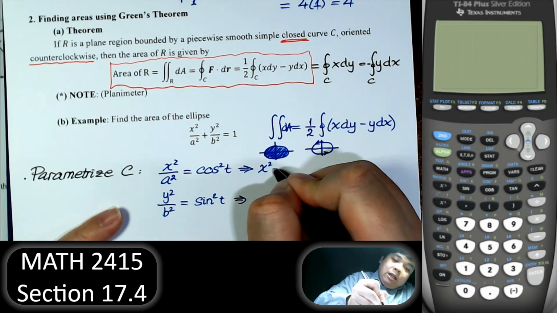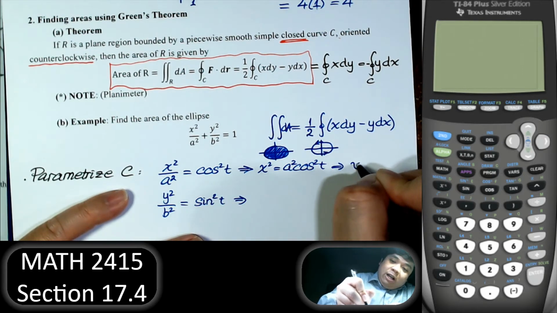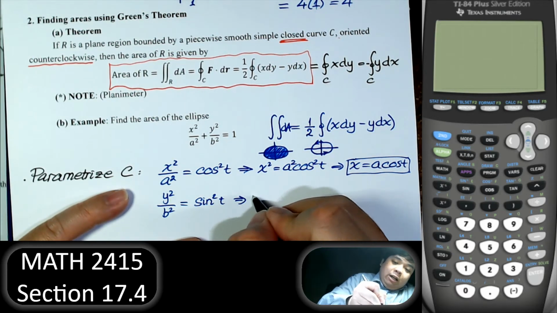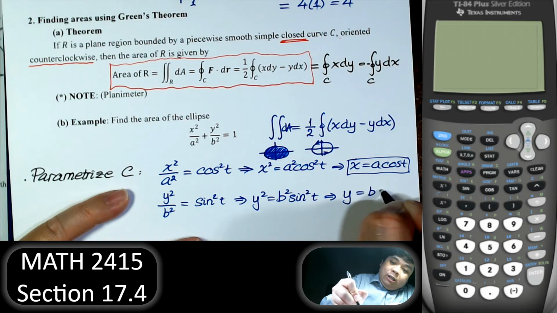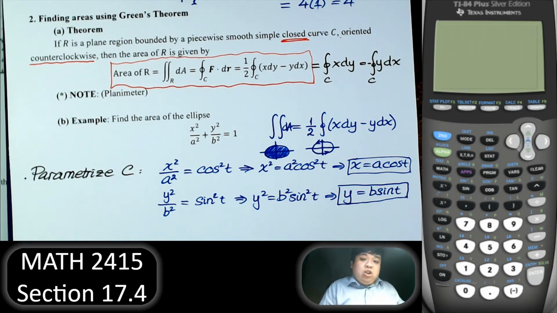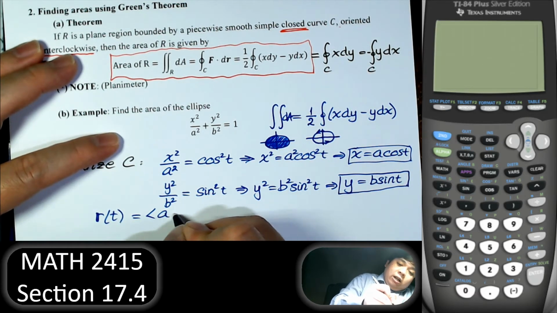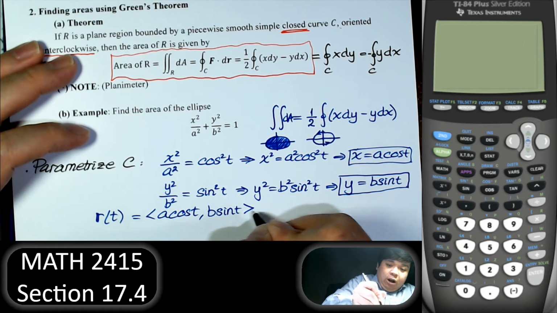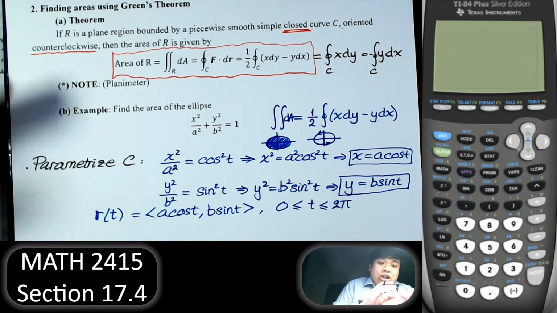Right. So multiply by a squared. I have x squared equal to a squared cosine squared t, and taking the square root, we have x equal to a cosine t. Then we have y squared equal to b squared sine squared t, so y equal to b sine t. Usually when we do the line integral, we need to identify the parameters. So here the parameterization is a cosine t for x and b sine t for y, and one complete revolution, meaning t goes from 0 to 2 pi. Right, so we have the parameterization of the curve.